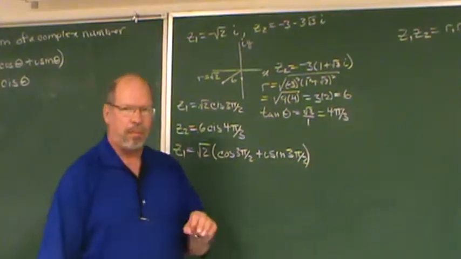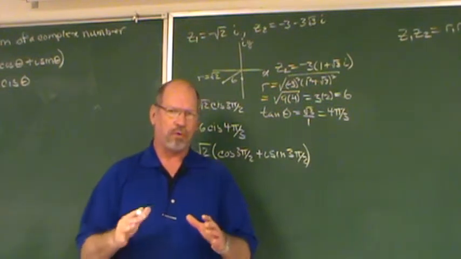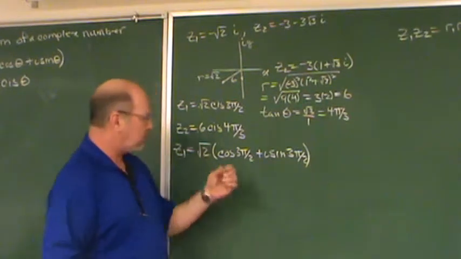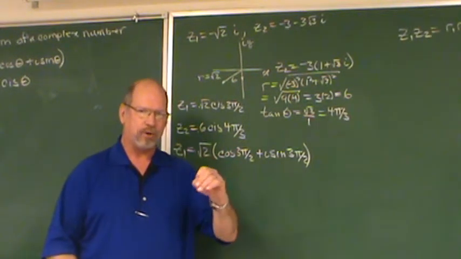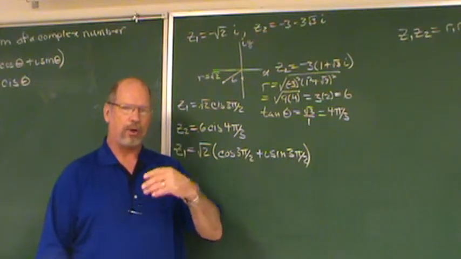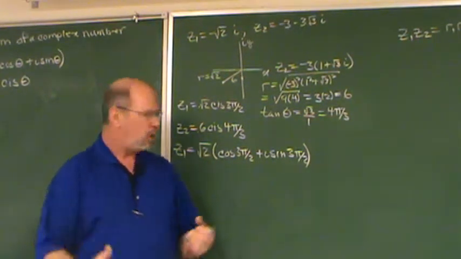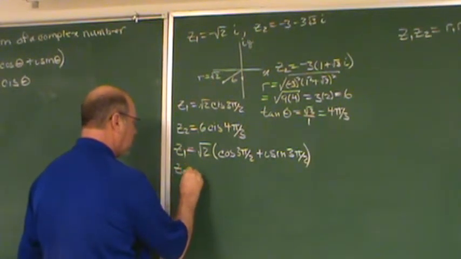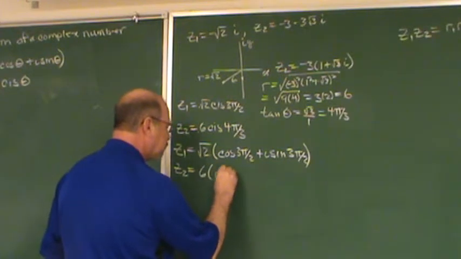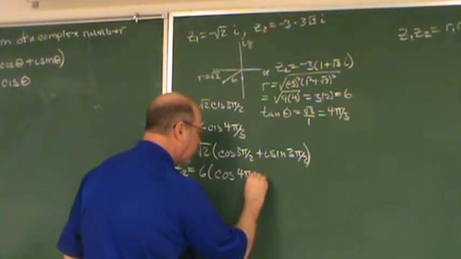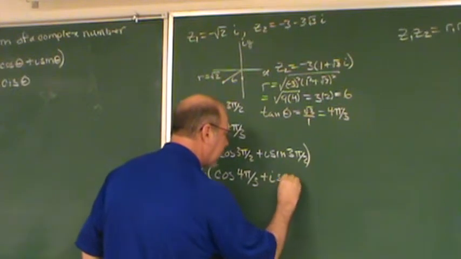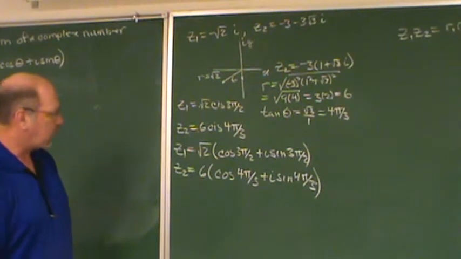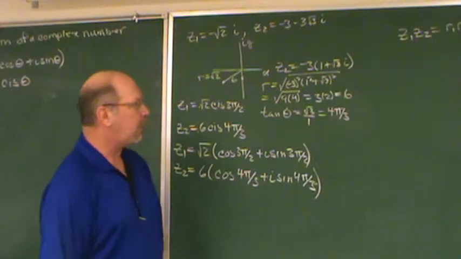And by the way, in WebAssign, I don't know if y'all found this out yet or not, but whenever you're typing these in, after you hit, say, cosine, hit a space, and then type 3 pi, the letters pi turn into the symbol pi. Then you can hit divide, hit 2. It's a whole lot easier to type these in. Now, z2 would be 6 times the cosine of 4 pi over 3 plus i sine 4 pi over 3. And those are the actual answers we'd have to type in WebAssign.